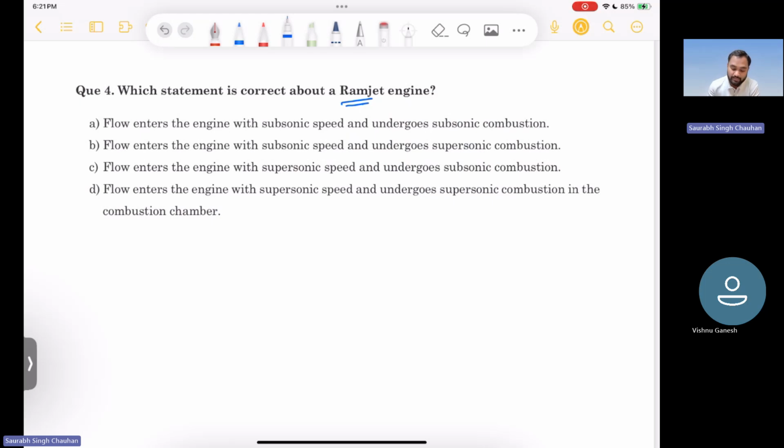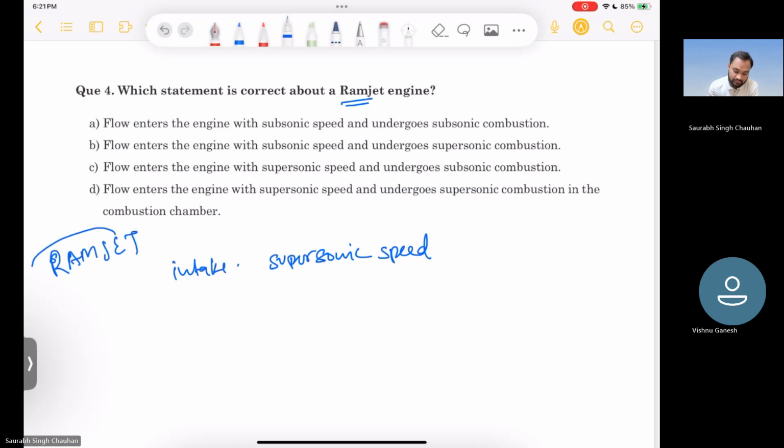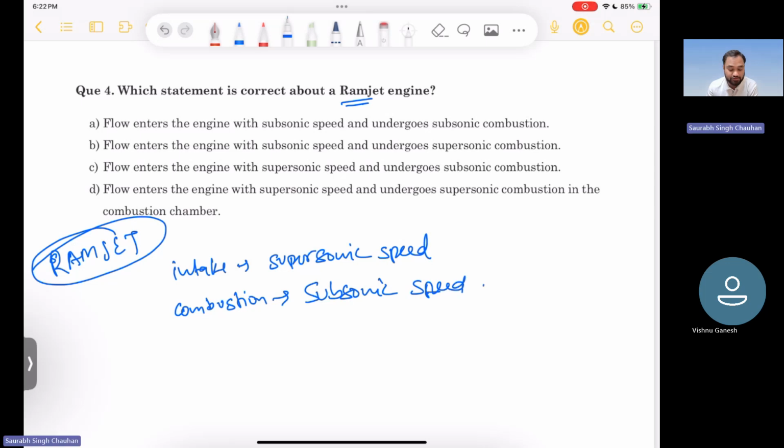So now you know that at intake, flow enters at supersonic speed, right? Ramjet engine. And at combustion, it is at subsonic speed. So which option should be the correct option?